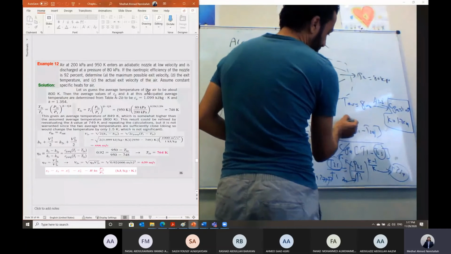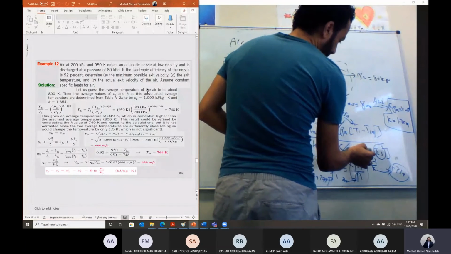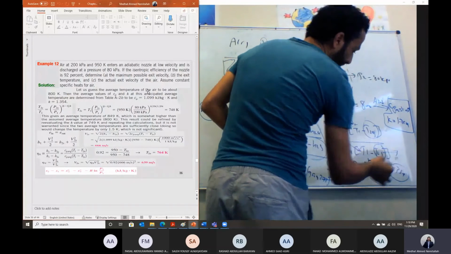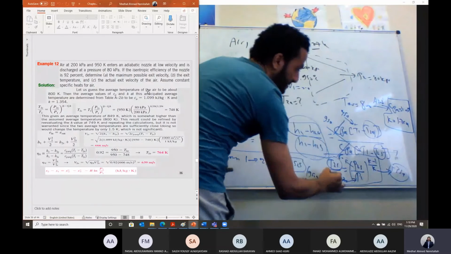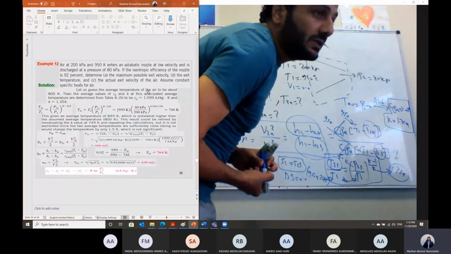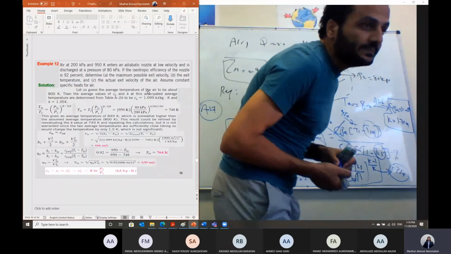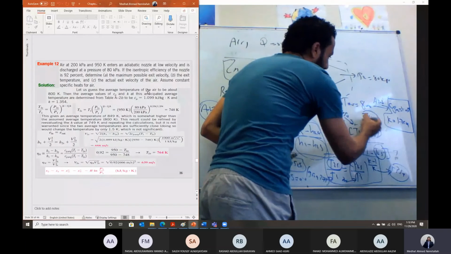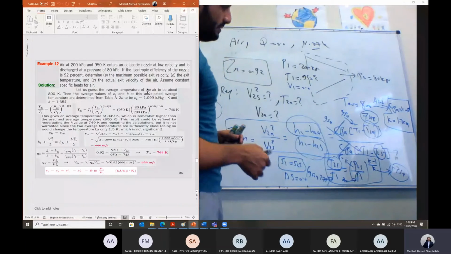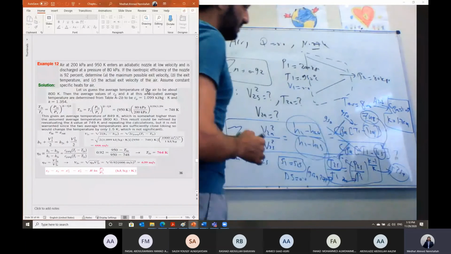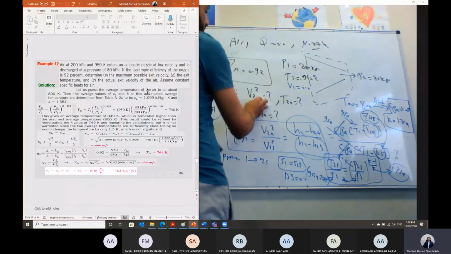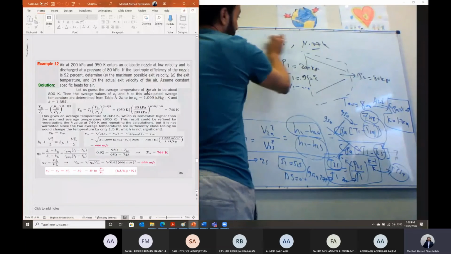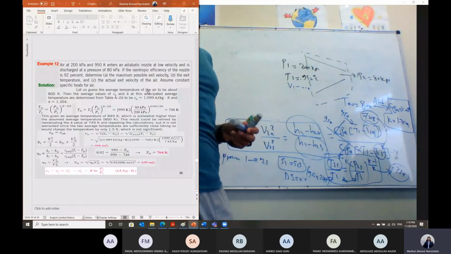We have T1, which is 950. T2 actual we need to calculate, and if you calculate T2s using this relation, the value of T2s will equal 748. Okay, then we can calculate the actual. Based on the definition of the isentropic efficiency of the nozzle, we can calculate in this case the actual exit temperature based on the approximate analysis.